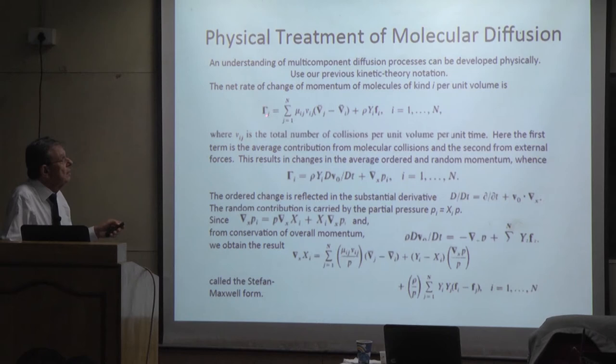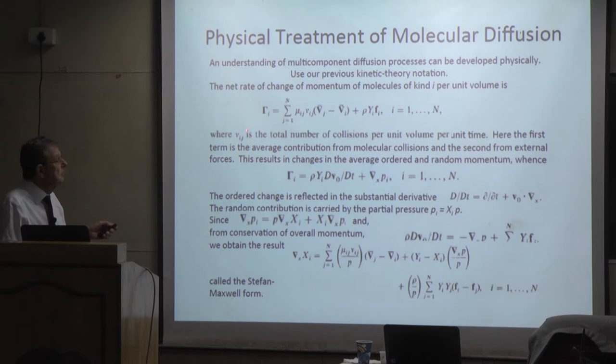Net rate of change per unit volume per unit time, due to external forces acting on the molecule. Those forces, with acceleration F and mass per unit volume of the molecule, will give you that contribution to the increase in momentum per unit volume of molecules.